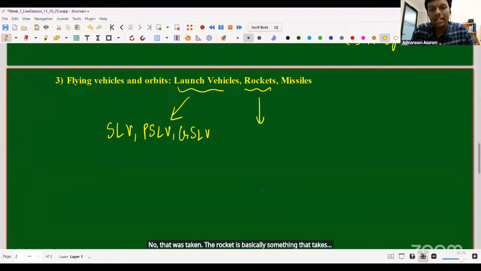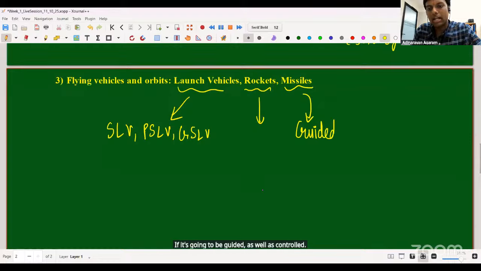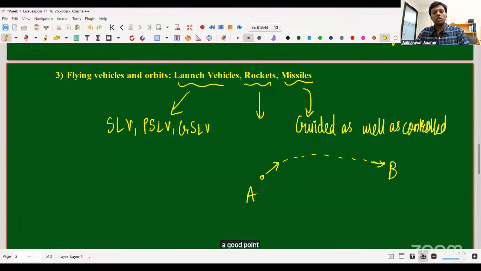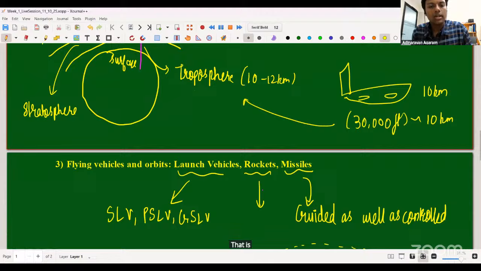Okay, and then we know missiles. Missiles are basically similar to rockets, which can be guided as well as controlled. Say I know my location A. I start from location A and then I want to get to some location B. A missile can be perfectly guided to go to this point at the required angle that you want. That is a missile.